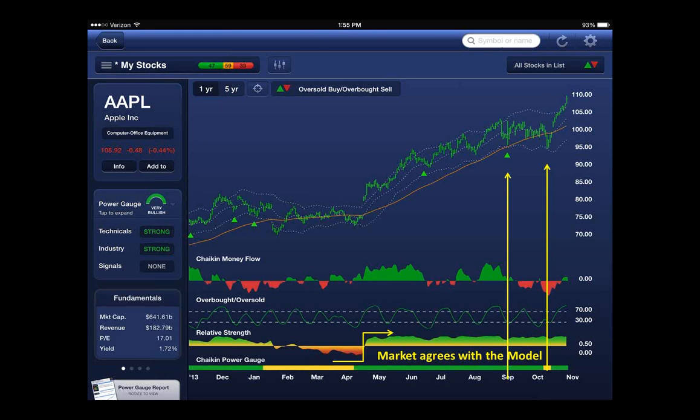I actually bought it right here at 95. I've been a believer in Apple for a while, and then I wrote it down and bought it again at 98, so I'm sitting with a couple of recent buys up at the 110 level right now. I think it's where it closed today, 109 to 110.